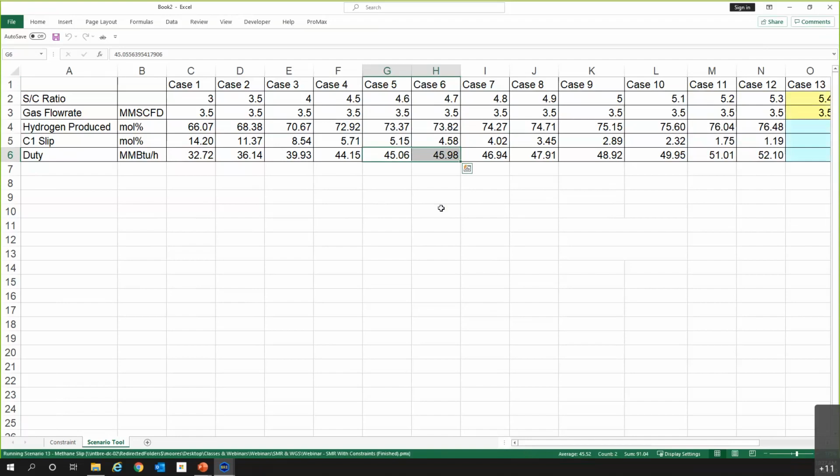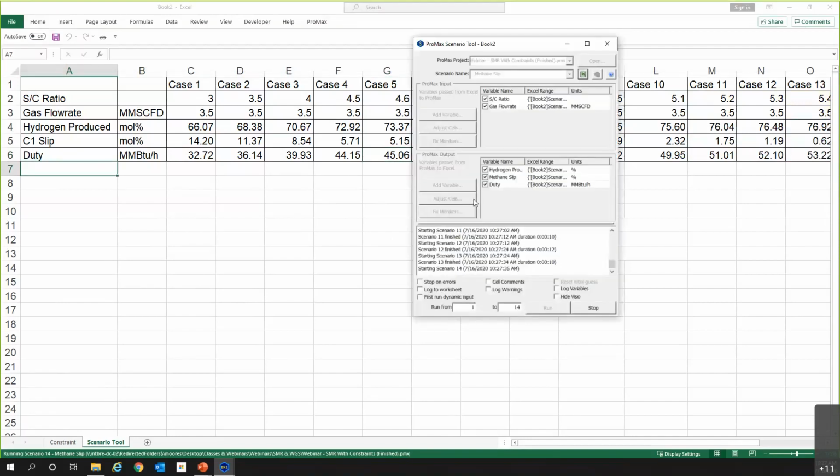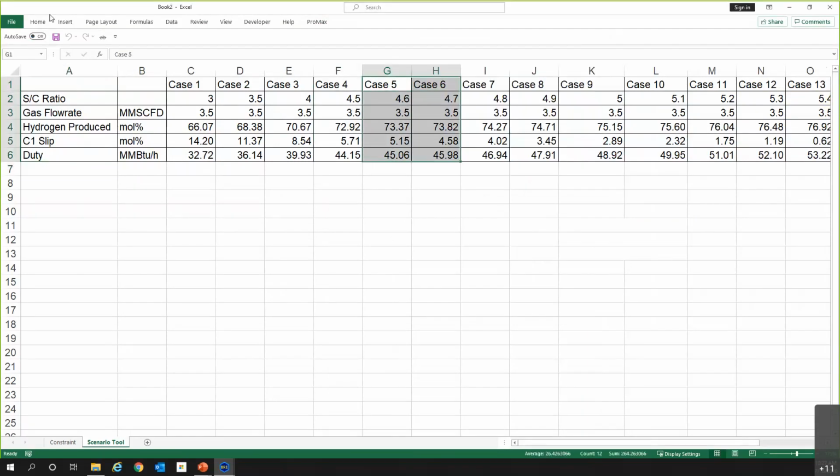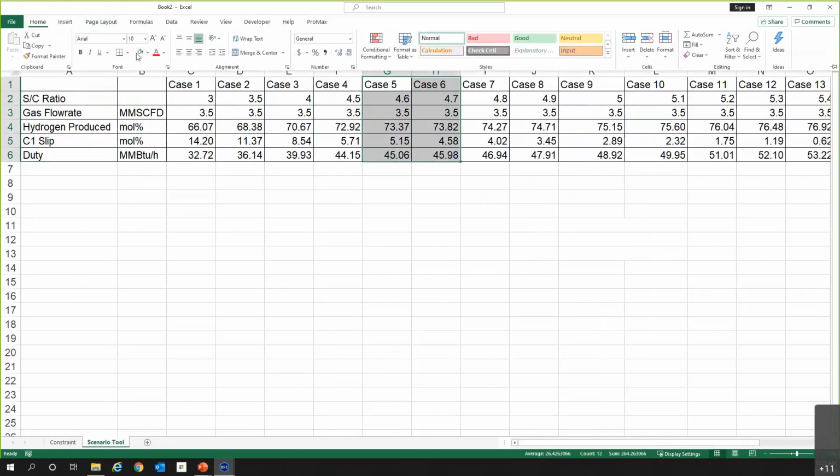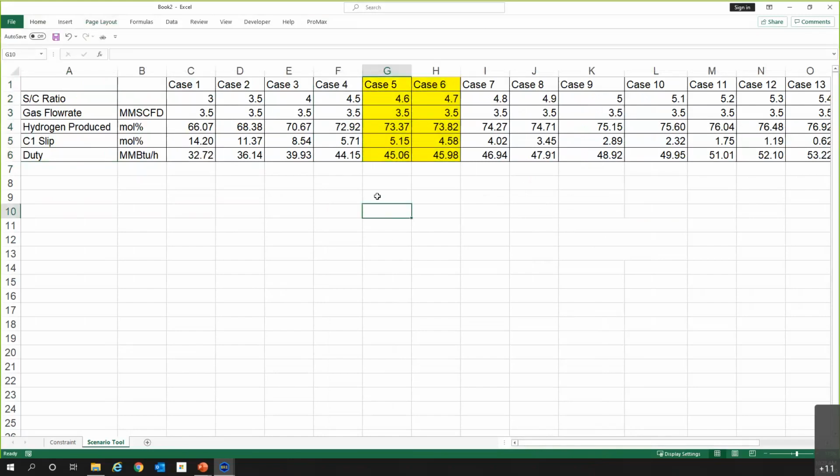So again, very handy tool. If there's any other information that you would like to see displayed, you simply add it to the scenario tool in our output. You would add a variable here. Let's say you wanted to look at the conversion per pass for each one of these ratios. We can throw that in there for you. This is going to be our desired operating ratio.